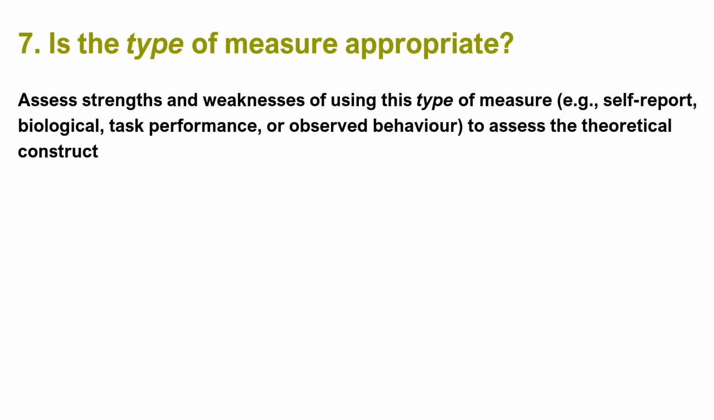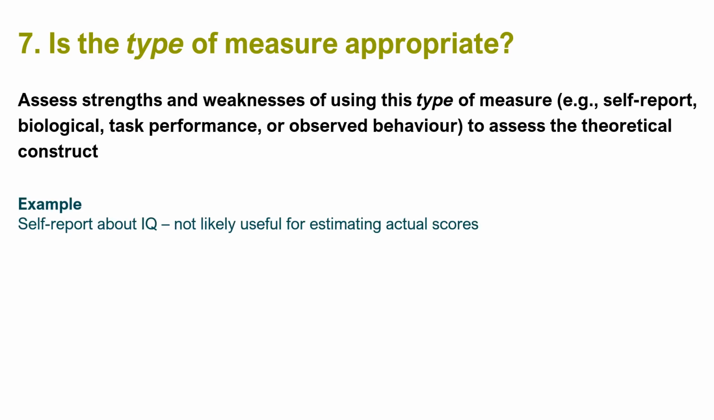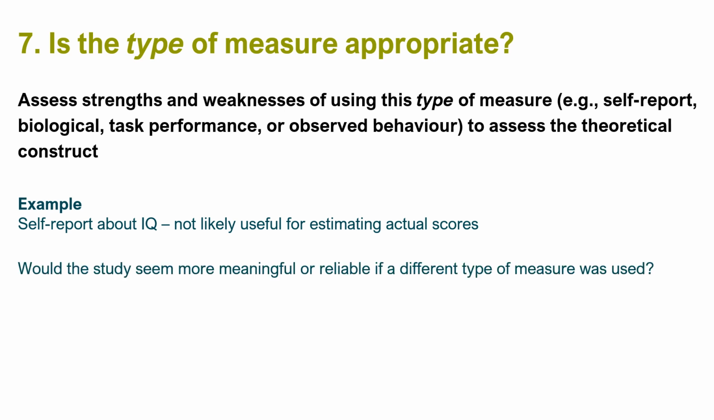And finally, you can assess the strengths and weaknesses of using this type of measure to assess the theoretical construct. So like we mentioned before, researchers may rely on self-report or biological measure, task performance, or observed behavior. So as an example, if they are using self-reported IQ scores, that might not be very useful for getting at actual cognitive ability. And it's worth reflecting on whether the study would seem more meaningful or more reliable if a different type of measure was used.